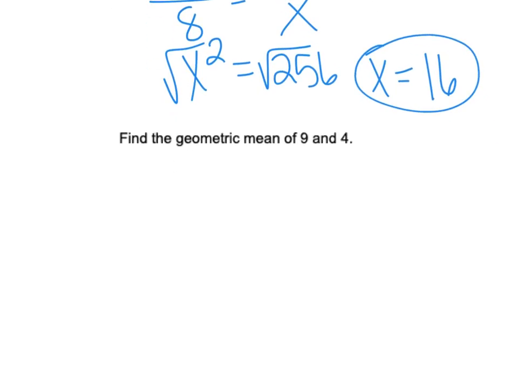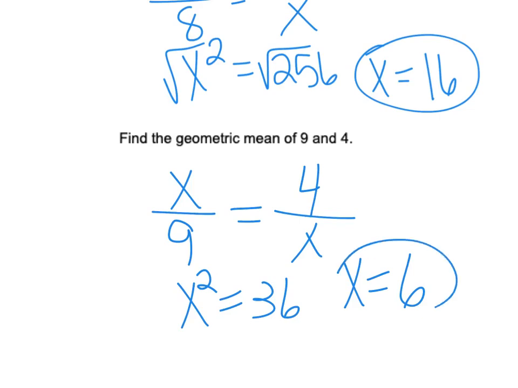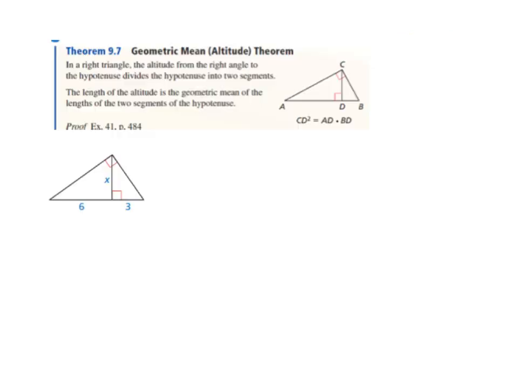All right, last one. Again, find the geometric mean. Set up our proportion. Put our x's in the corner. And then we're just going to have the two numbers we're taking the geometric mean of in the other two corners. X squared equals 36. X equals 6, because we're going to take the square root of both sides.